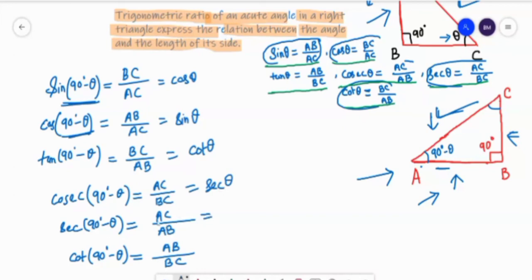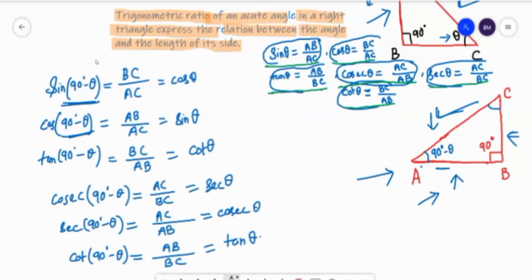Similarly, sec of 90 degree minus theta is AC by AB. Check AC by AB, you will get cosec theta. So that is cosec theta. Similarly, for cot of 90 degree minus theta you get AB by BC, that is tan theta. So this is equal to tan theta. So these are the relations between complementary angles and their trigonometric ratios, the trigonometric ratios of complementary angles.